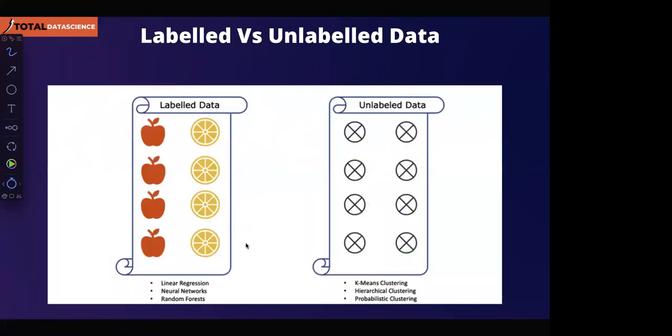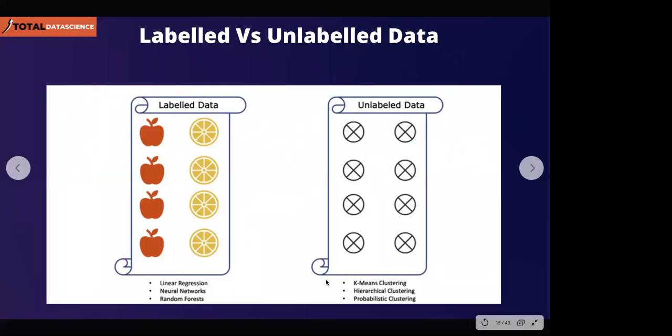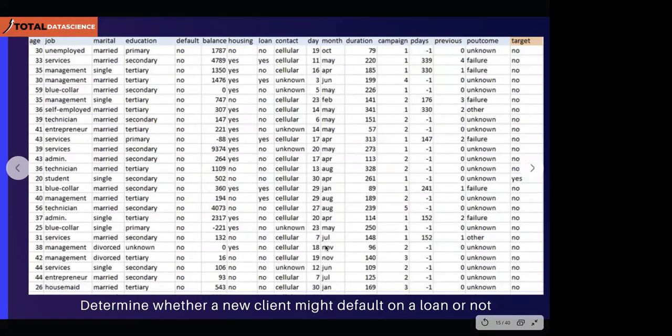Okay, so let's move on to the next page. So this is kind of an Excel sheet. If you see the Excel sheet, we have these column names over here: age, job, marital, education, default, balance, housing, loan, contact, and so on, all the way to the target, where the target column has no, no, no, no, and some yes over there.